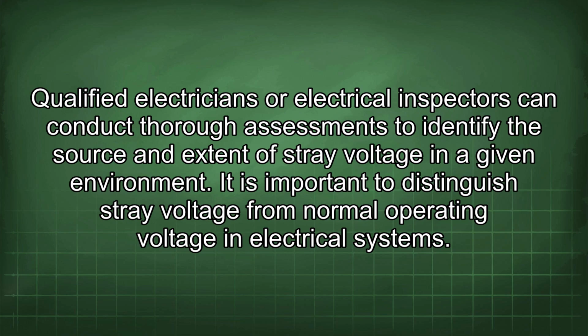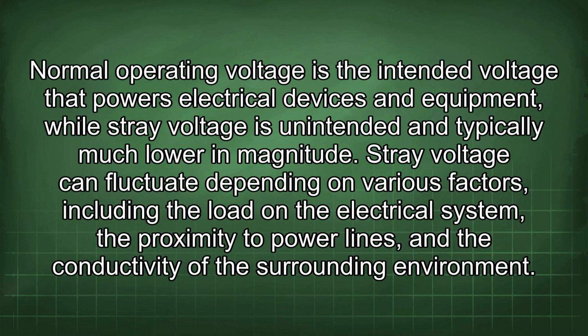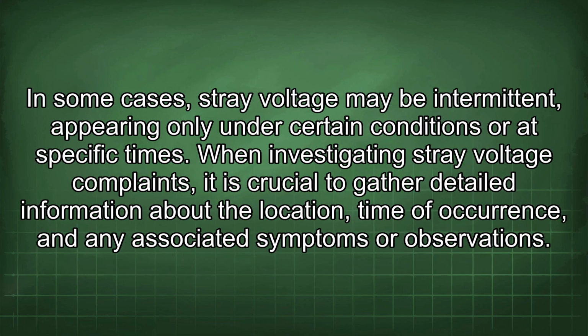It is important to distinguish stray voltage from normal operating voltage in electrical systems. Normal operating voltage is the intended voltage that powers electrical devices and equipment, while stray voltage is unintended and typically much lower in magnitude. Stray voltage can fluctuate depending on various factors, including the load on the electrical system, the proximity to power lines, and the conductivity of the surrounding environment. In some cases, stray voltage may be intermittent, appearing only under certain conditions or at specific times.